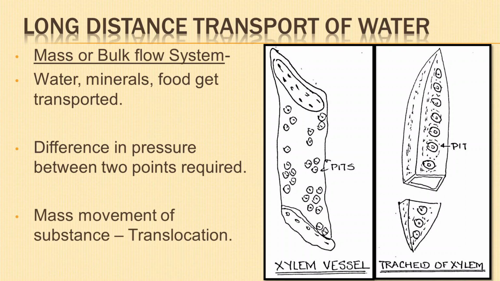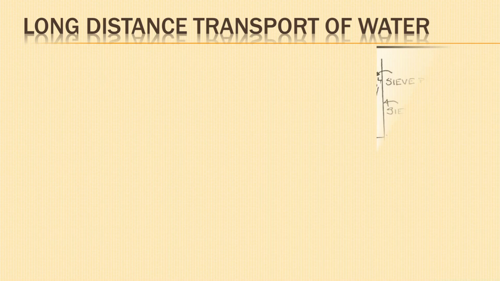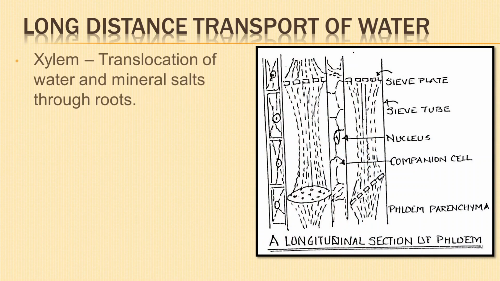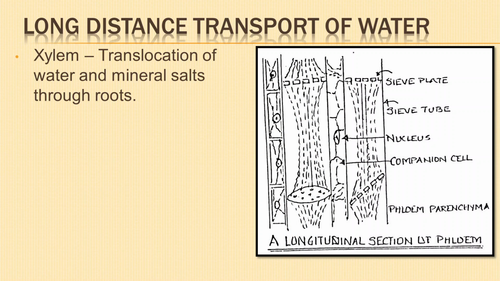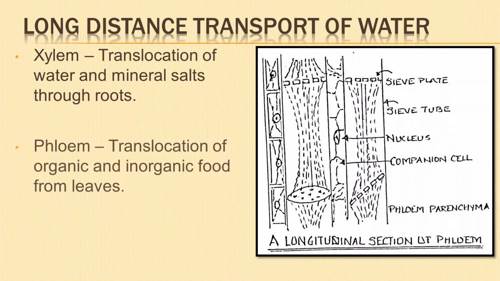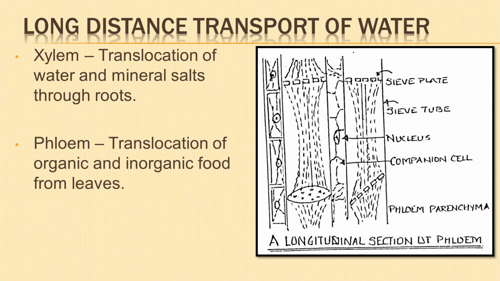The bulk movement of substances through the vascular tissues of plants is called translocation. In higher plants, the vascular tissues are xylem and phloem. Xylem helps in translocation of water and mineral salts from roots to the aerial parts of the plant. Phloem helps in translocation of both organic and inorganic food from leaves to various parts of the plant.